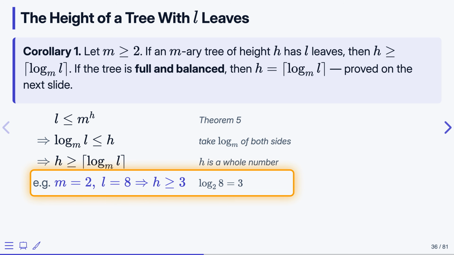Line 4, try it. A binary tree, so m is 2, with 8 leaves. Log base 2 of 8 is 3 because 2 times 2 times 2 is 8, so the height is at least 3, and if the tree is full and balanced, the height is exactly 3. Let us see why that second half is true.